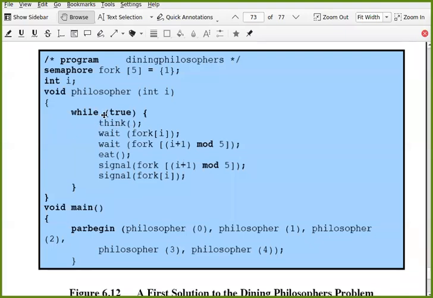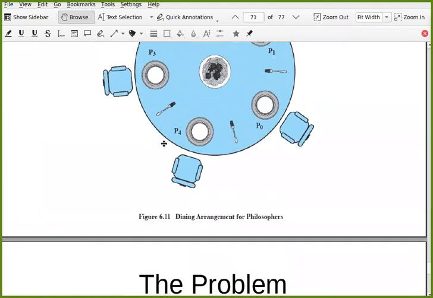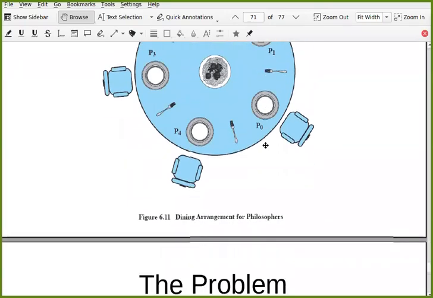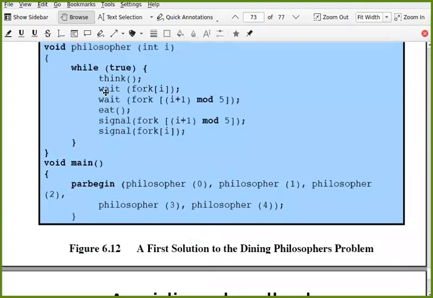So let's say they are thinking, but now they feel hungry, so they want to eat. They need to wait for their fork. If it is philosopher 0, first it will wait for fork 0, that is on the left side. P0 waits for fork 0, and then it will go for fork 1. So first wait for fork 0 and then wait for fork i plus 1, mod 5.